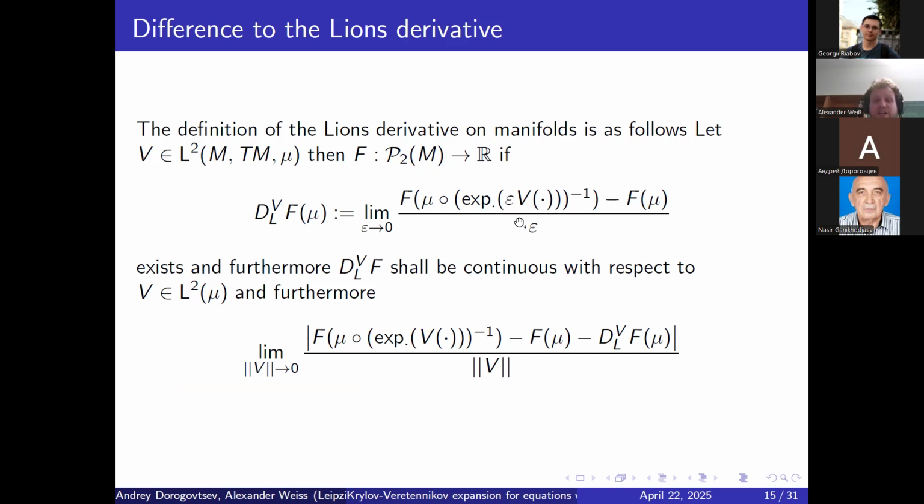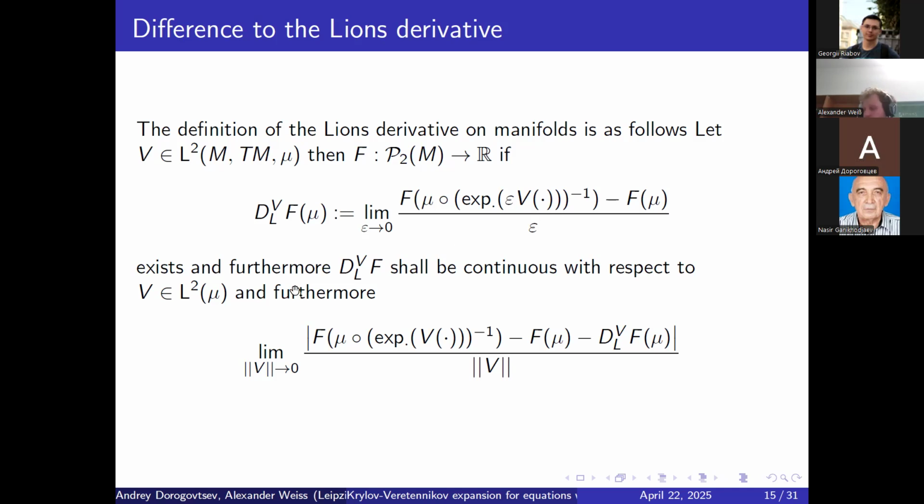And on R^D, the exponential map is just the identity plus whatever is written down here. So this would be the map x plus epsilon times v. And this is exactly the form of the Lions derivative. And we can also define this on manifolds.